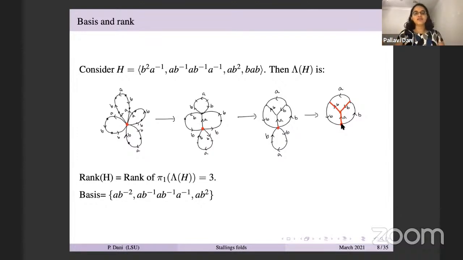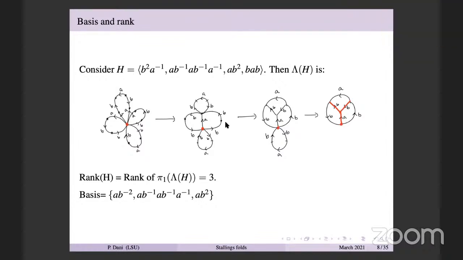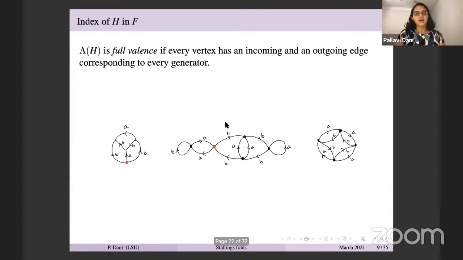Okay, so this is a way of starting with just an arbitrary finite set of generators. You can immediately algorithmically detect what the rank and basis for that subgroup are. Okay, so another question that I had mentioned was, what's the index of H in F?